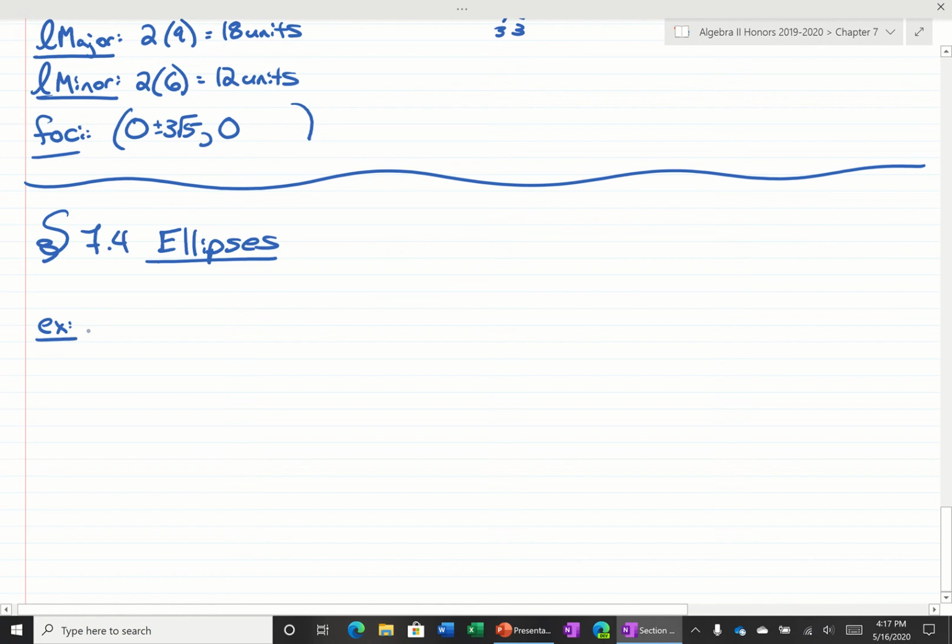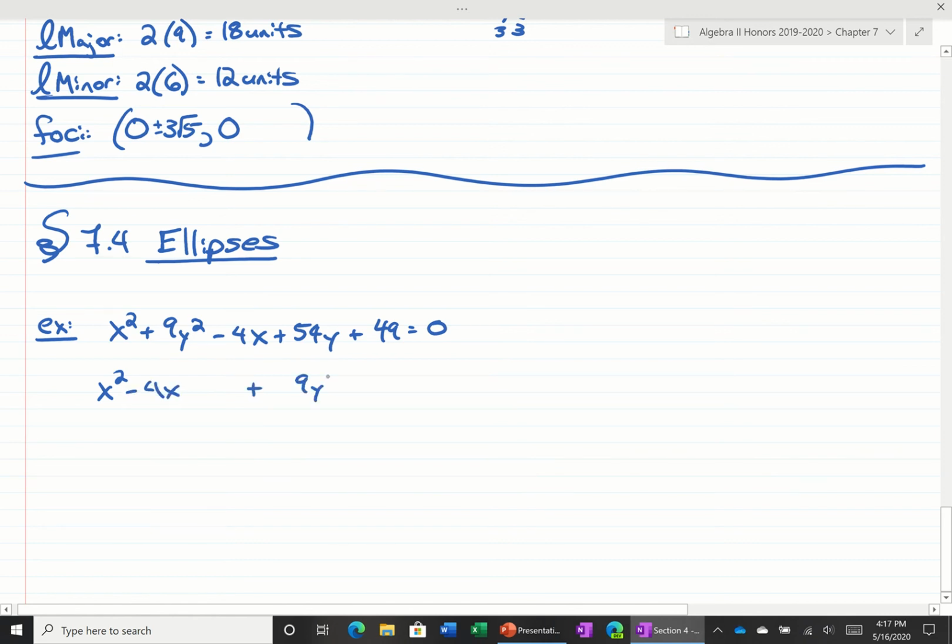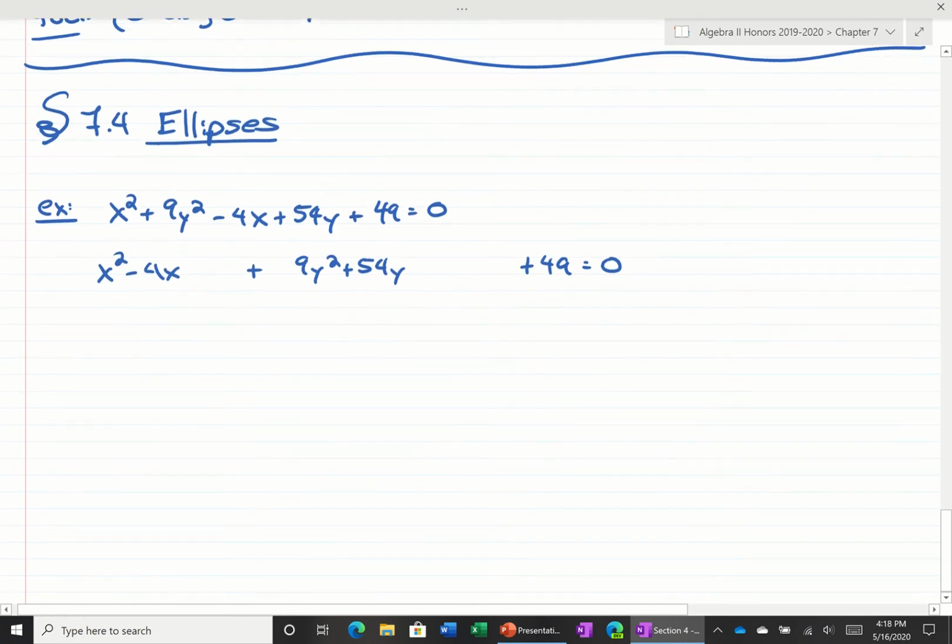We'll find all the components of an ellipse whose equation is x squared plus 9y squared minus 4x plus 54y plus 49 is equal to 0. So just like a circle, let's get our x's together. We could factor out the leading coefficient. So in this case it's 1. In this case it's 9.